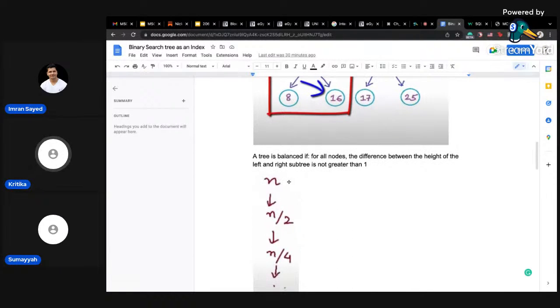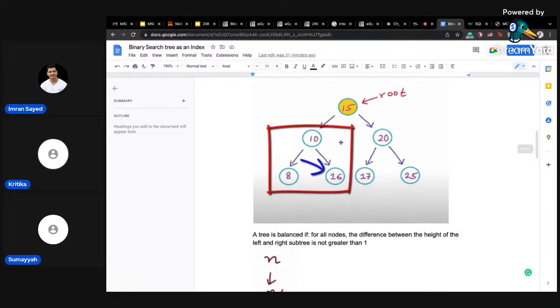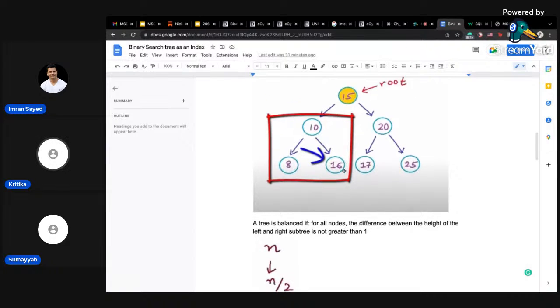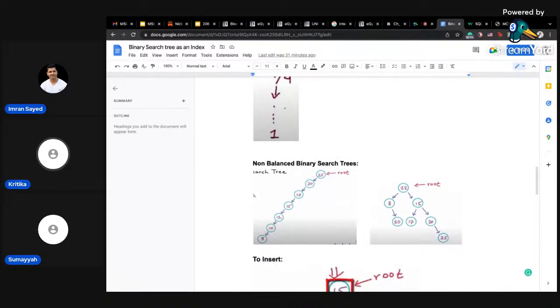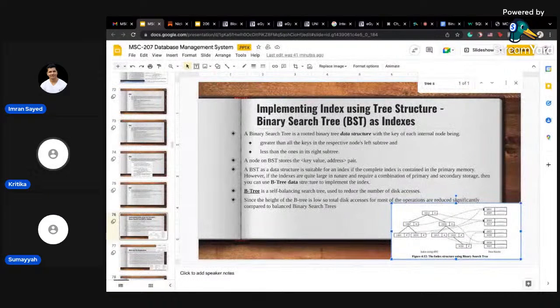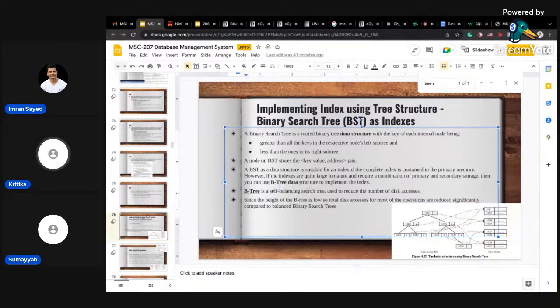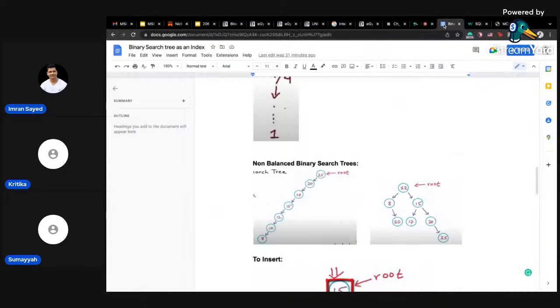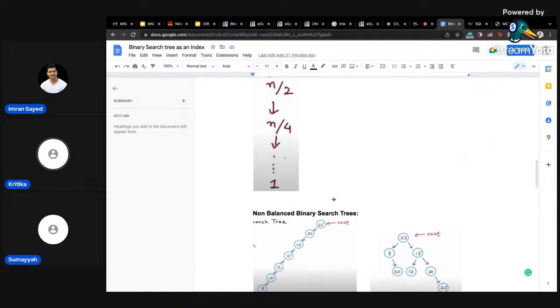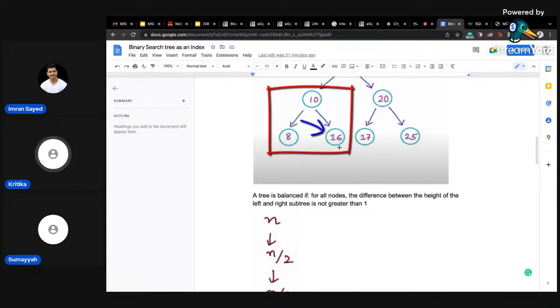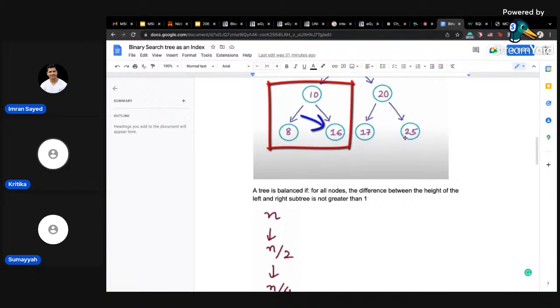This is n by 2, which is basically what I explained before. It divides n into n by 2, and then n by 4, and so on. One of the things that we have in our PPT says B tree is a self-balancing search tree. Self-balancing tree basically means that the difference between the height of this part and this part will never be greater than 1.